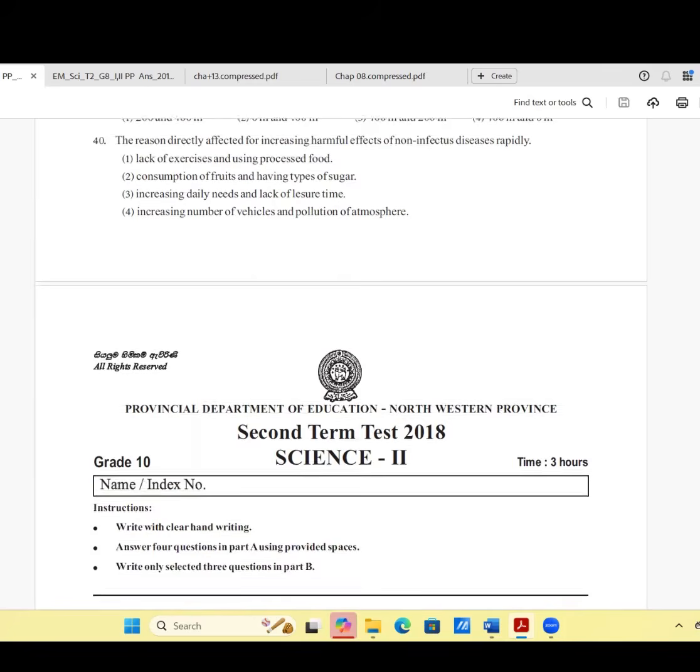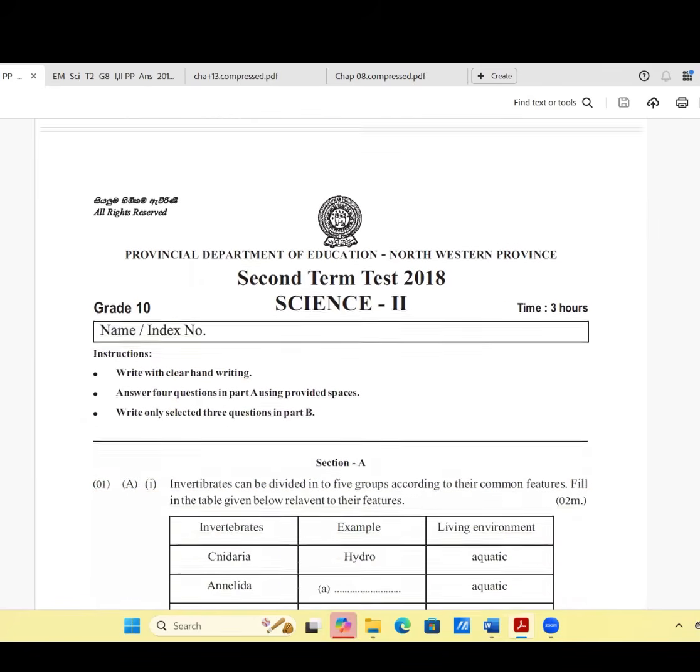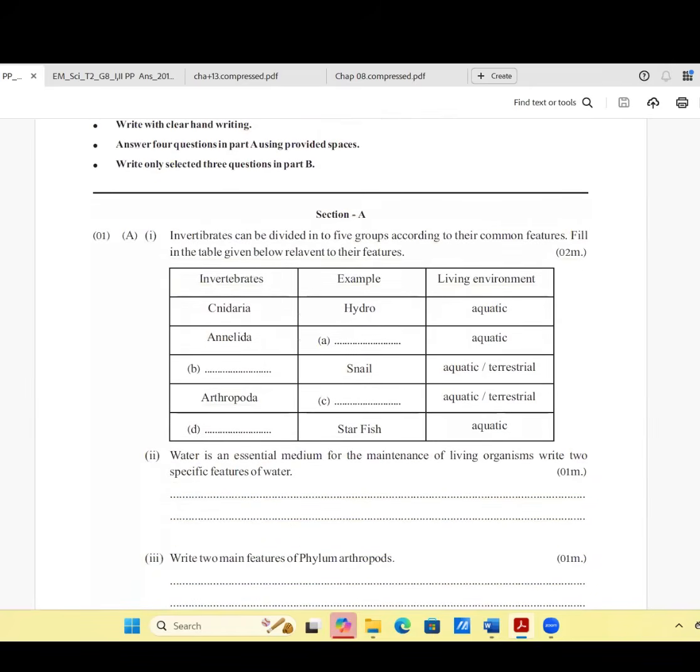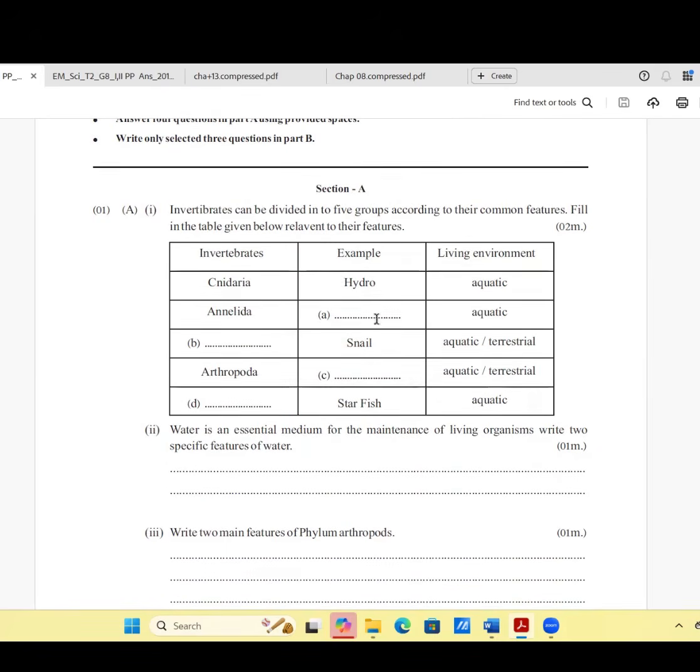Let's move to part 2 of the paper. Section 1, Section A. Question 1, A part, Roman number 1. Invertebrates can be divided into 5 groups according to their common features. Fill in the table given below relevant to their features. Invertebrate Cnidaria, example Hydra. Living environment is aquatic environment. Annelida, example, you can write earthworm, leech or nereis. I'll write earthworm here. And the environment is aquatic.